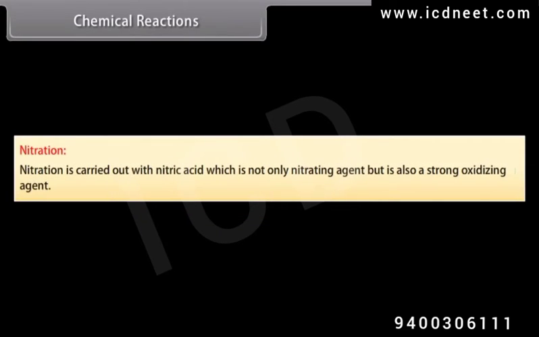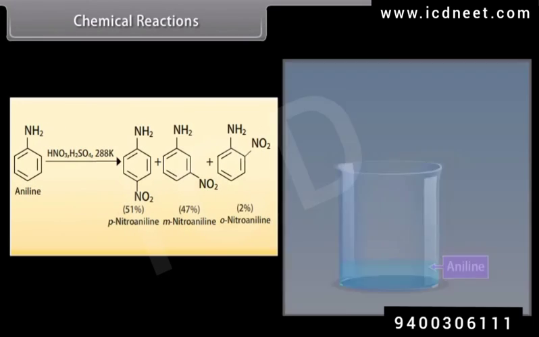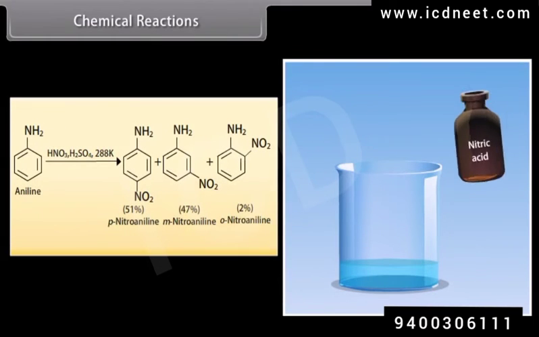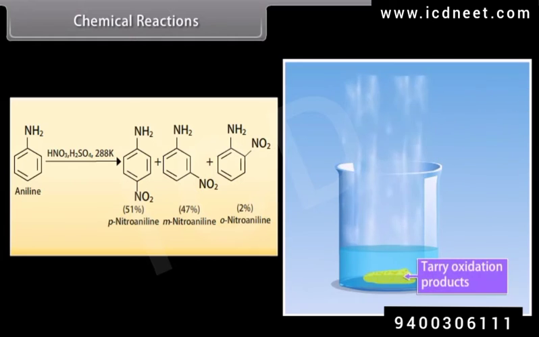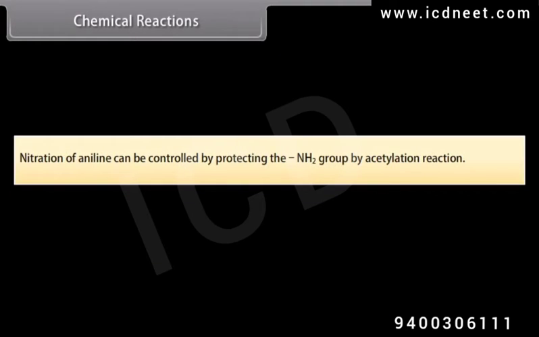Nitration. Nitration is carried out with nitric acid, which is not only a nitrating agent but also a strong oxidizing agent. Therefore, direct treatment of aniline with nitric acid leads to oxidation of the highly activated benzene ring, resulting in the formation of complex oxidation products. Nitration of aniline can be controlled by protecting the NH2 group by an acetylation reaction.